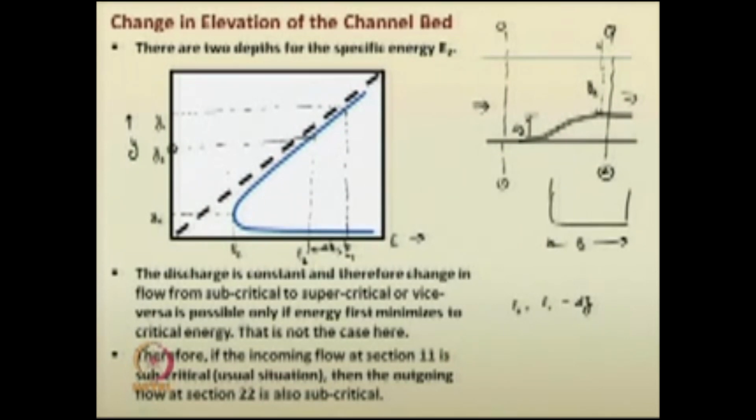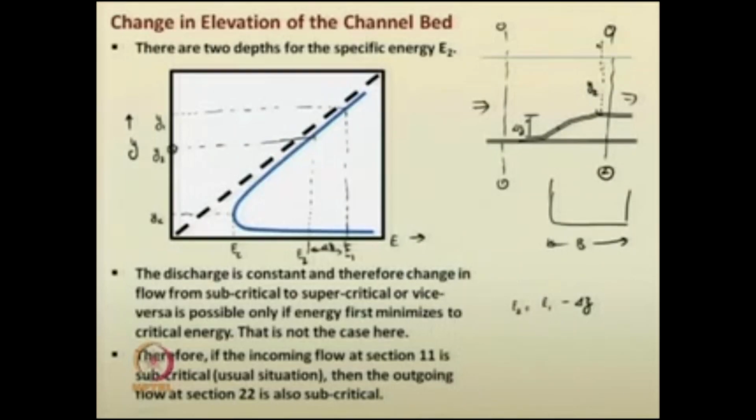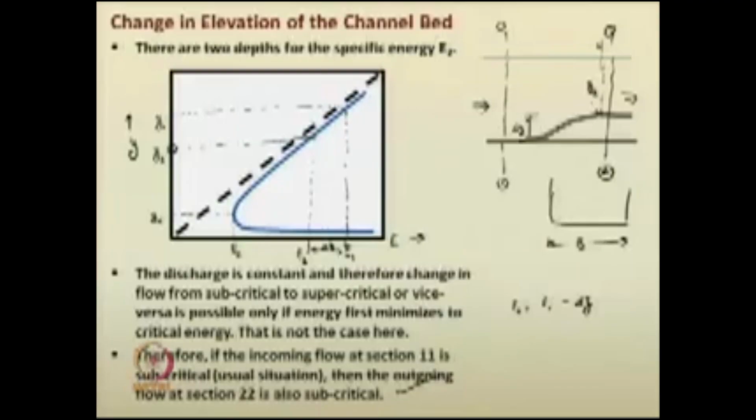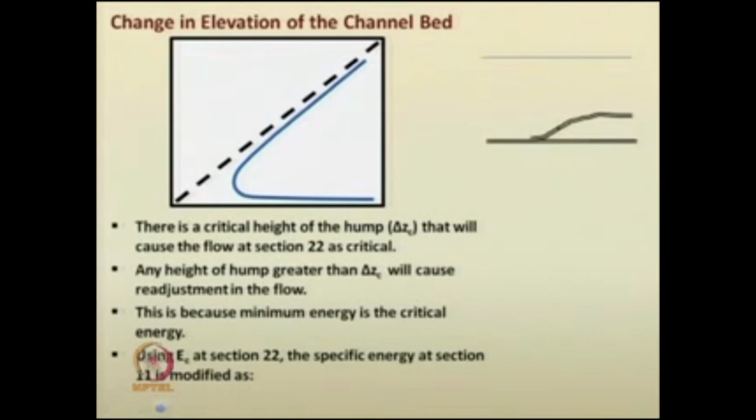Okay. So, that is the way how you determine the downstream flow depth conditions. If the incoming flow at section 1 is subcritical, that is the usual situation, then the outgoing flow at section 2 is also subcritical. So, this you need to keep in mind. You cannot take a supercritical flow depth all of a sudden in this situation. So, that becomes a rapid change in the flow profile. That is not the thing we are suggesting here.